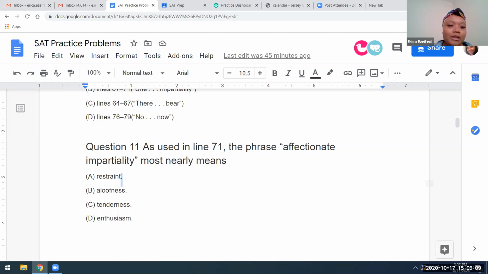Now, if you can mark out the answers that you know for sure are incorrect, let's say we don't know what the word aloofness means. Let's say we know that A is incorrect, C is incorrect, and D is incorrect. We know that for sure because we know what those words mean. Then you could choose B.